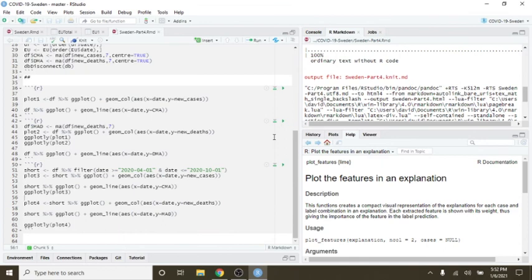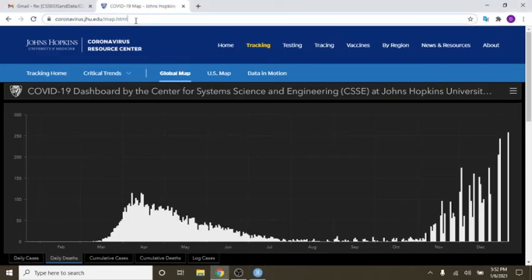Now, I want to recommend two sources for you: Our World in Data and the Johns Hopkins page. I'm going to give you a link to it here. All right, this one here.